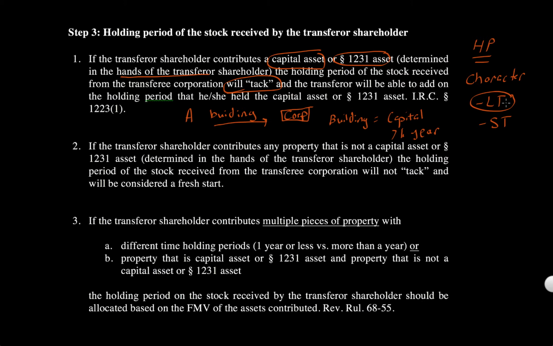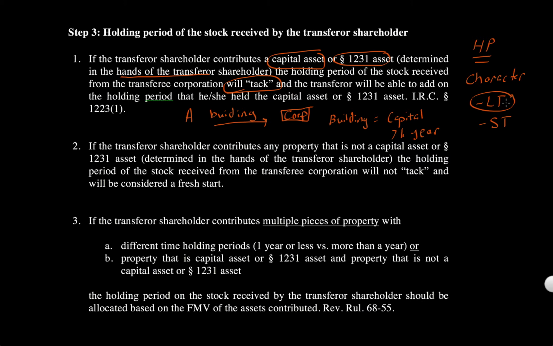Now, this only takes place if it's part of a section 351 transaction, 351A or 351B. And this only applies to the property that's transferred with respect to capital assets and 1231 assets. And again, we're considering the holding period of the stock received because stock generally is considered capital in the hands of most taxpayers, unless the taxpayers are dealers of securities.